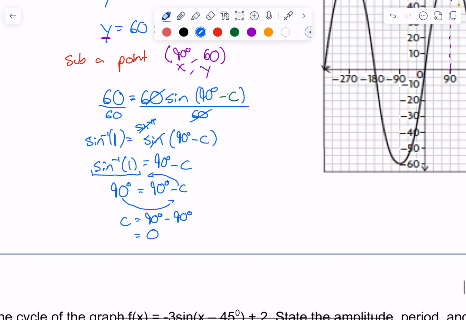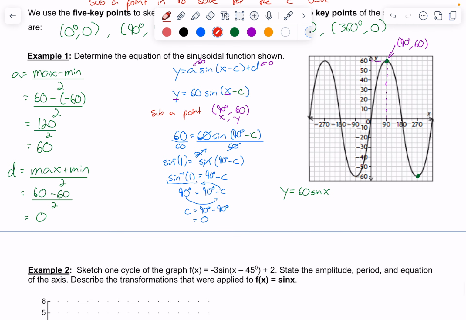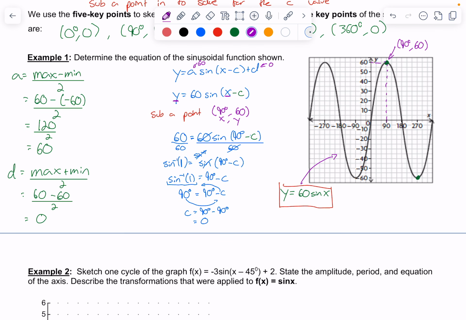So our final equation is y equals A, which is 60 sine x. That's because both C and D were 0. So this equation is for this graph right here, right?